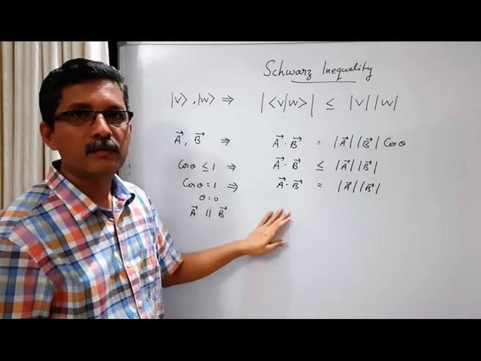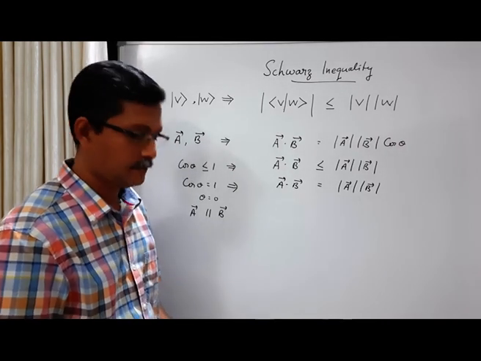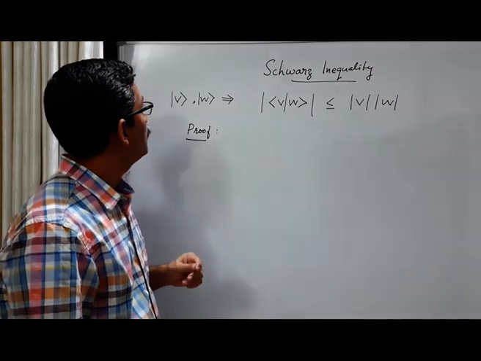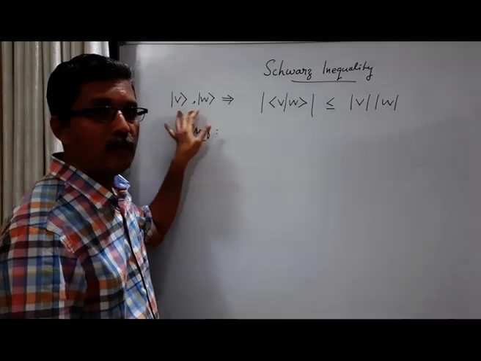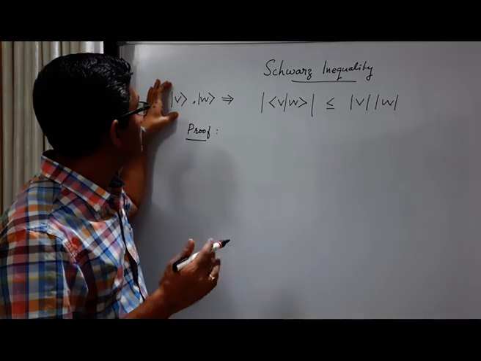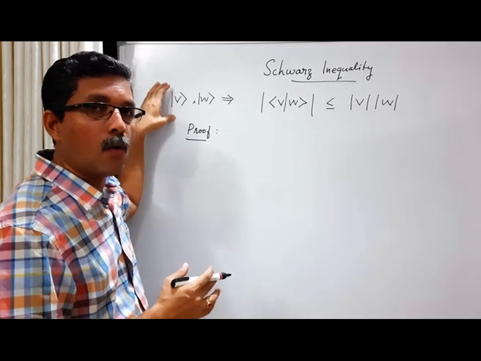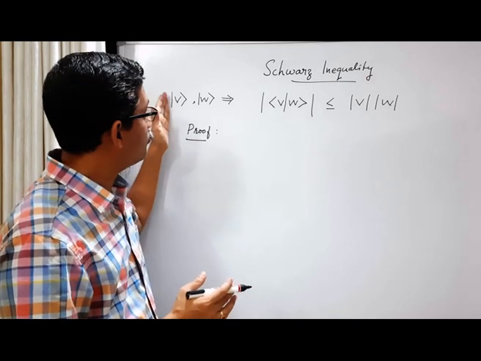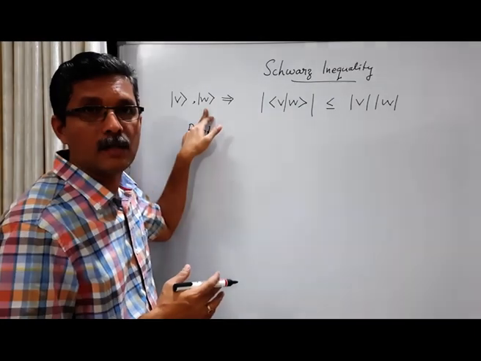So now let us go to the proof. Let's consider the proof of the Schwarz inequality in a complex vector space. In order to prove this, we have these two vectors, v and w. We take the vector v and we construct that part of v which is orthogonal to w. We are going to take the component of v, the part of v which is orthogonal to ket w.